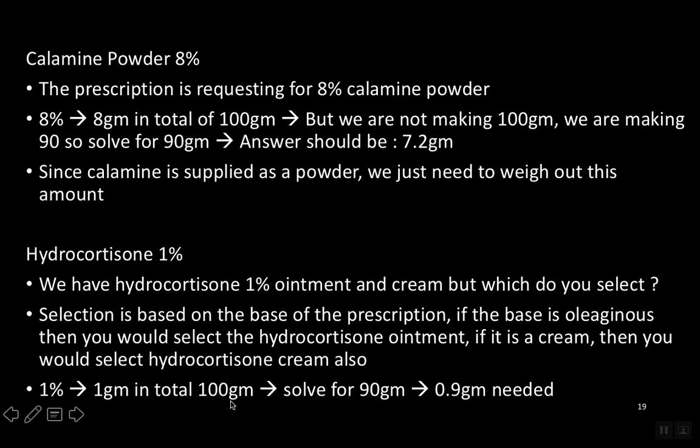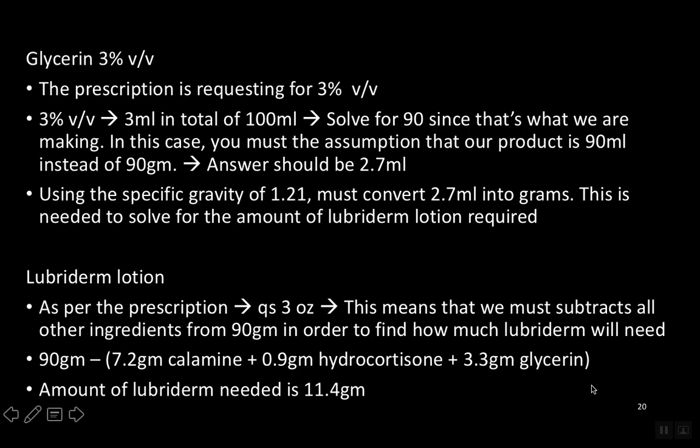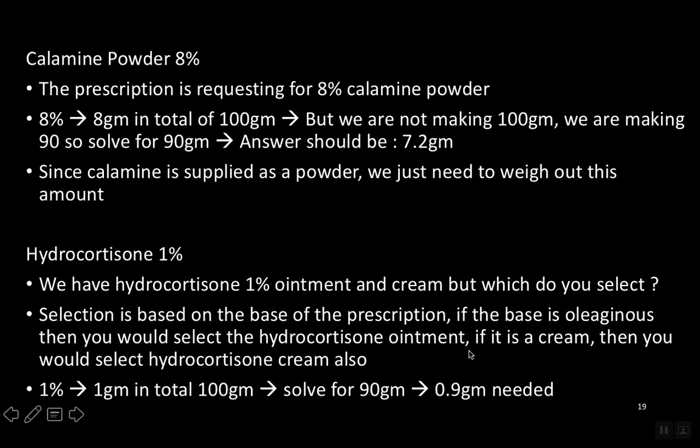So in other words, you need 1 gram in a total of 100 grams. But you're making only 90 grams, so you need 0.9 grams. So the 0.9 grams that you need, in this case, you're gonna get that from the 1% hydrocortisone that they gave you. Okay, so you just have to set up a proportion, and you're gonna find out how much you need. And in this case, it is 0.9 grams needed.